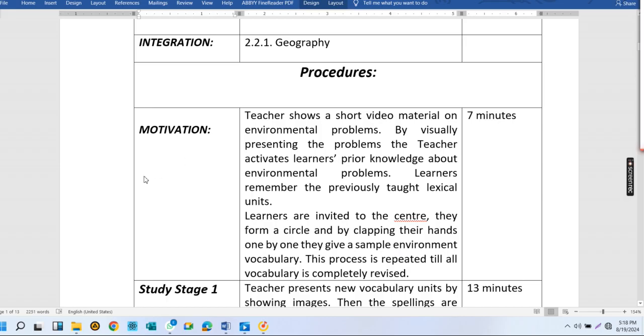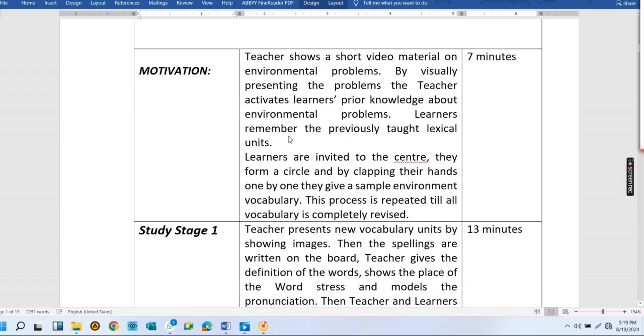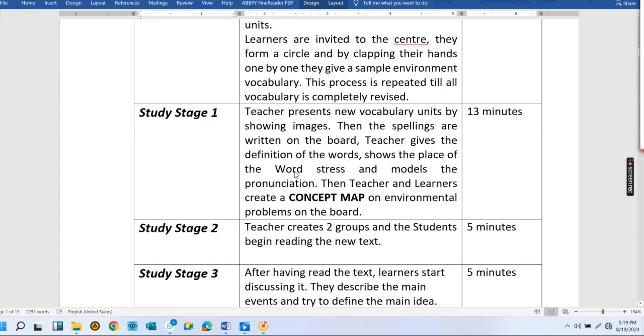In the motivation stage of my lesson, the teacher will show a very short video on environmental problems, and will also activate the prior knowledge of the learners on environmental problems. The learners will be invited to the center of the classroom, and they will form a circle, and by clapping their hands they will one by one revise environmental vocabulary, and this process will be repeated until all the vocabulary is completely revised.